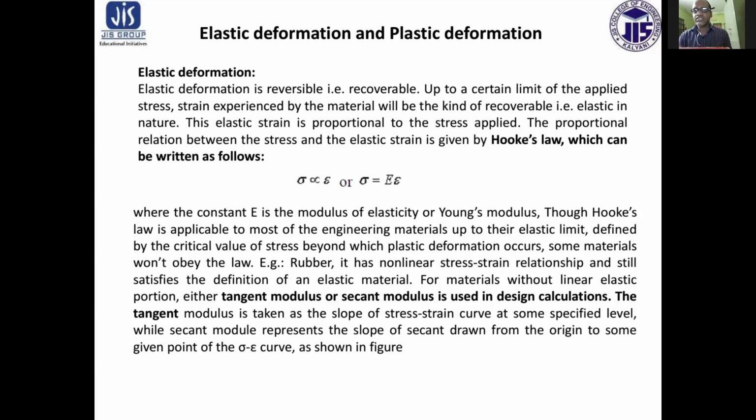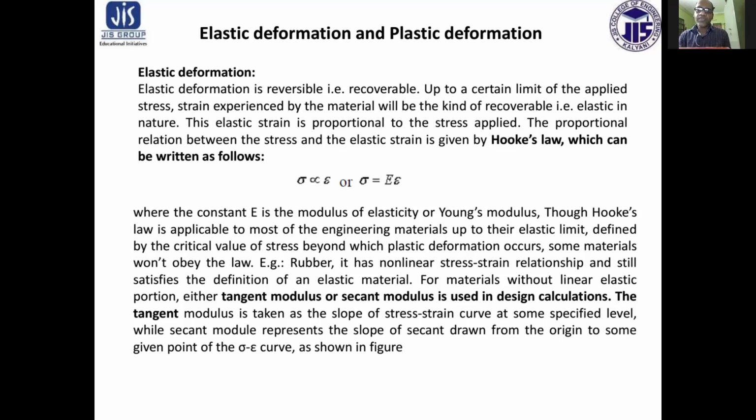This elastic strain is proportional to the stress applied. The proportional relation between the stress and elastic strain is given by Hooke's law, which can be written as sigma equal to E times epsilon, that is E equals sigma by epsilon, where sigma is the stress, epsilon is the strain, and capital E is the Young modulus. So E is termed the modulus of elasticity or Young modulus.